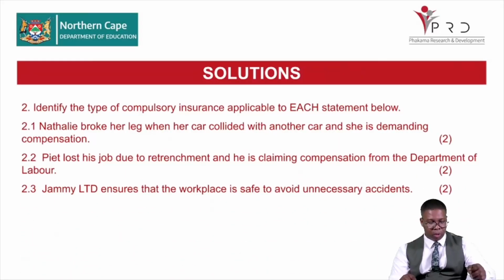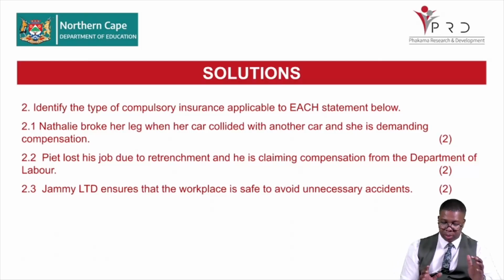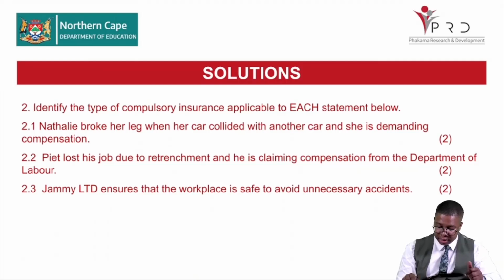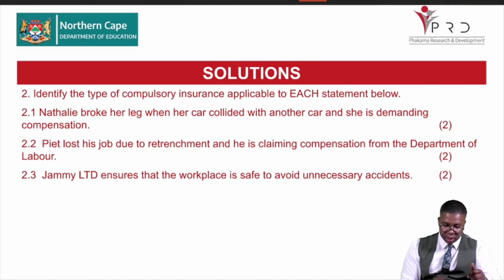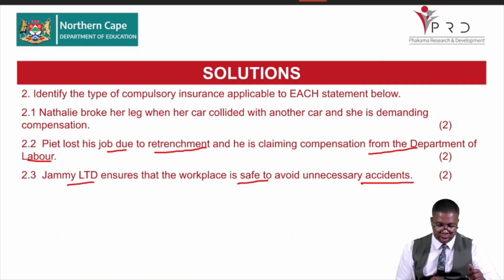Then we also have another type of question whereby you're identifying from the statements. It says identify the type of compulsory insurance applicable in each statement below. 2.1, Natalie broke her leg when her car collided with another car and she is demanding compensation for 2 months. And then another one is Pete lost his job due to retrenchment and is claiming compensation from the Department of Labor. And then Jamie Ltd ensures that the workplace is safe to avoid unnecessary accidents. Identify the compulsory insurance that is applicable there.